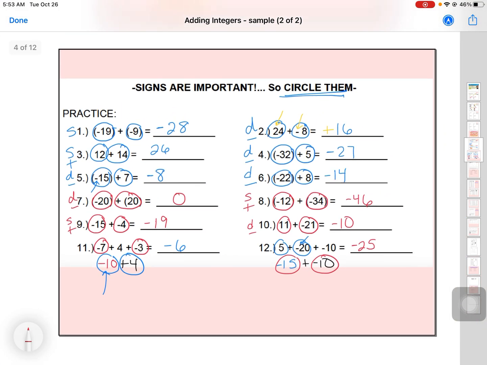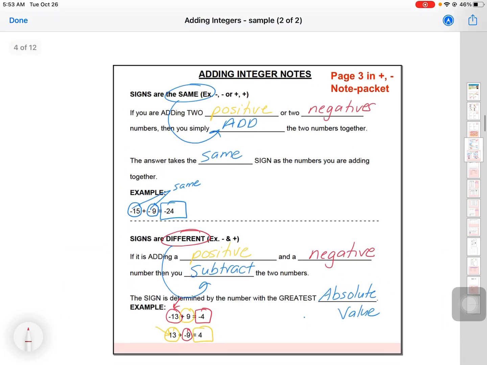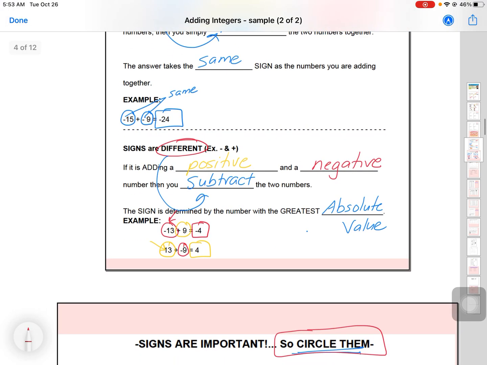Okay. Thank you for listening through those notes. We now have some practice to do related to adding integers. Remember to circle the signs and always look back at your notes if you need to remember when do I add and when do I subtract. In fact, you could even write them at the top of your notes if you needed to.